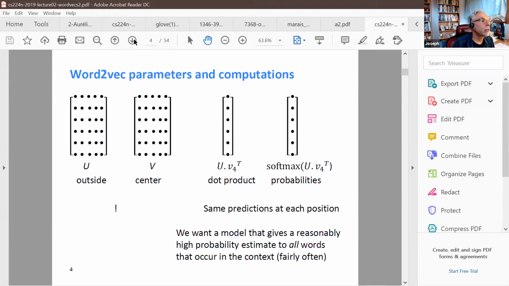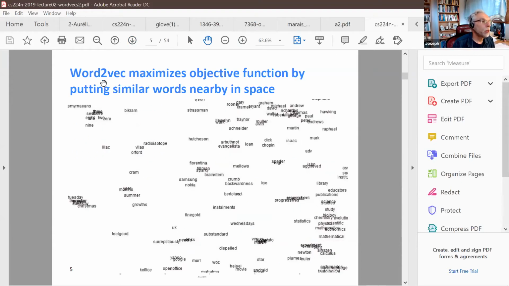All right, continuing. So word2vec maximizes the objective function by putting similar words nearby in space, just like the counting method that we talked about before. In this embedding space, words that mean the same are going to be close by to each other. So that's the end result.